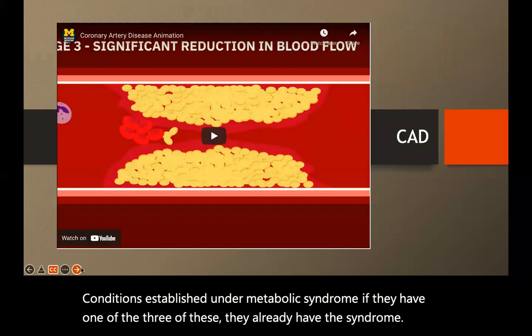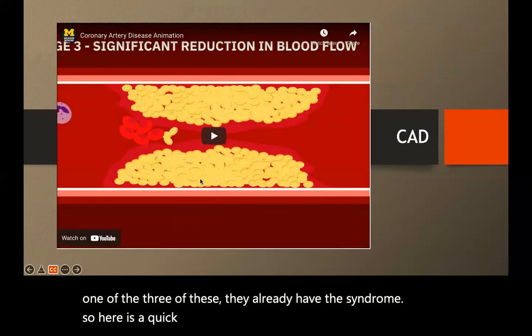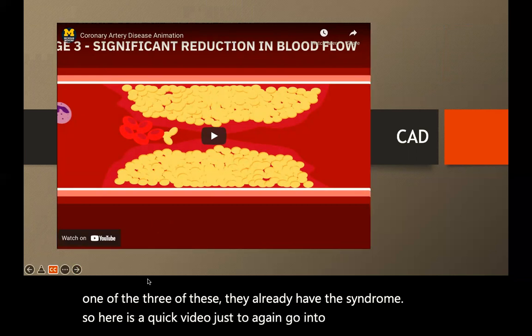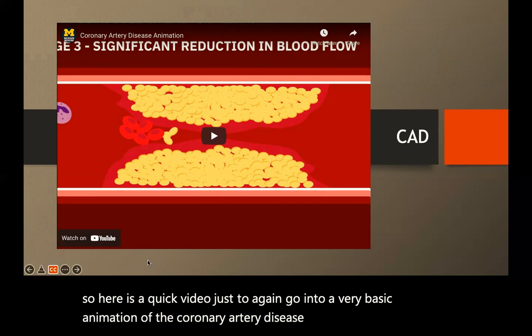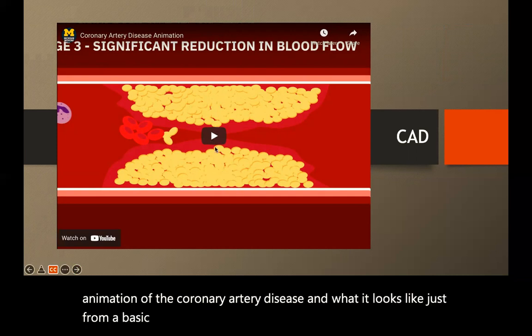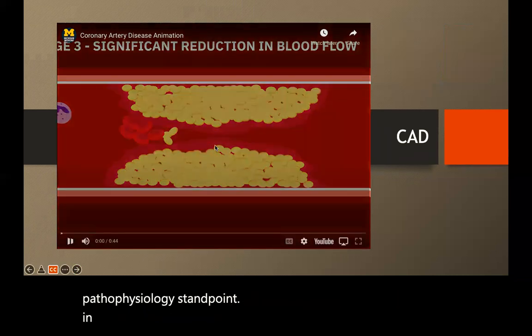So here is a quick video just to, again, go into a very basic animation of coronary artery disease and what it looks like just from a basic pathophysiology standpoint in an animated view.